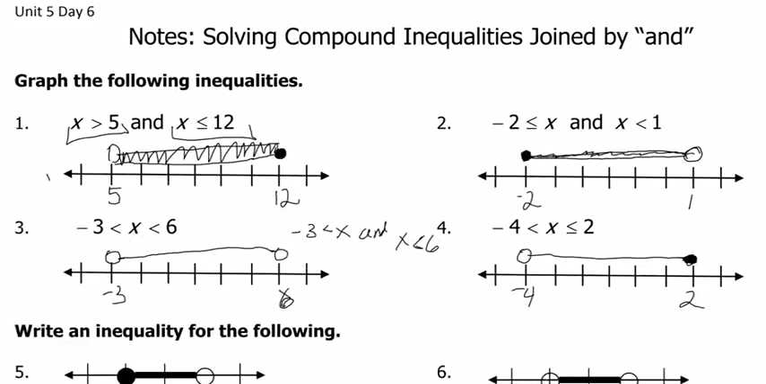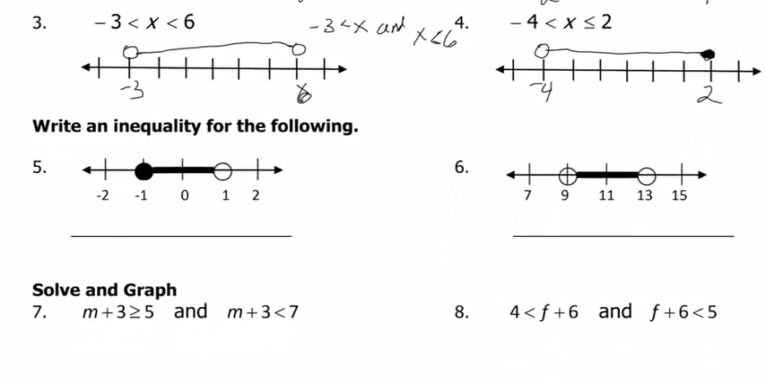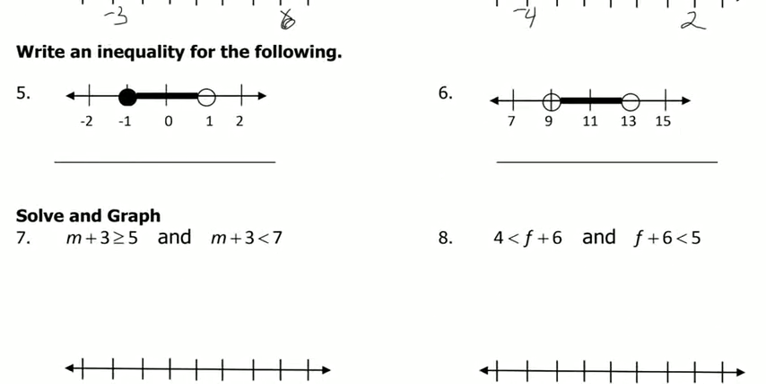Alright, now moving on. We're going to write an inequality for the following graphs. On this first one, it starts down here at -1, and it ends at +1. We know that we're going to have an x in the middle. So we know that x has to be bigger than -1, and -1 has a closed dot, so we put a line underneath it. And x has to be smaller than 1, so we put that one.